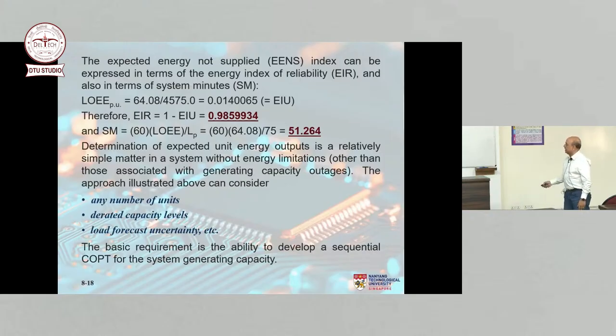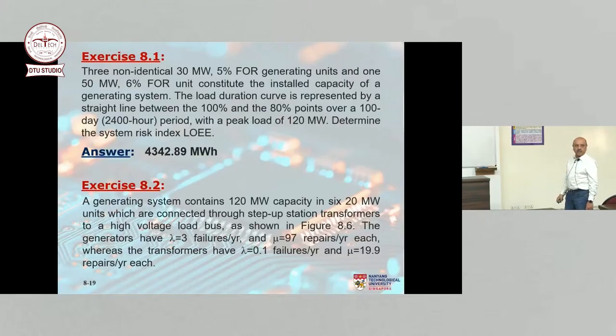Okay? So the basic requirement is the ability to develop a sequential capacity outage table for the system generating capacity. Every time you add a generator, you have to develop the table. You add one more generator, you have to develop the table again, right? So obviously, if you write a software code for it, it's much easier. Hand calculations will make you repeat the calculations many times over. We can easily do a test for hand calculations, but doing a test on the computer is always harder, right? Yeah. So that's why I think these simple calculations are good.